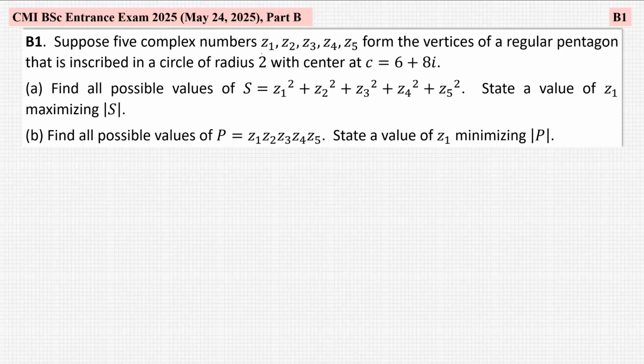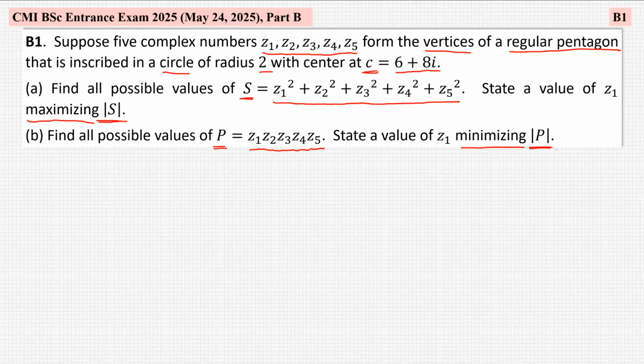Suppose 5 complex numbers z1, z2, z3, z4, and z5 form the vertices of a regular pentagon that is inscribed in a circle of radius 2 with center at C that is 6 plus 8i. Problem A, find all possible values of S defined as z1 squared plus z2 squared plus z3 squared plus z4 squared plus z5 squared. State a value of z1 maximizing the absolute value of S. And problem B, find all possible values of P defined as z1 z2 z3 z4 z5. State a value of z1 minimizing the absolute value of P.